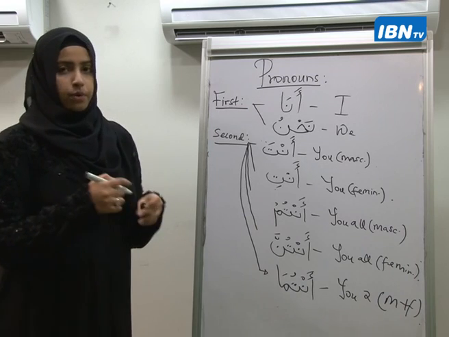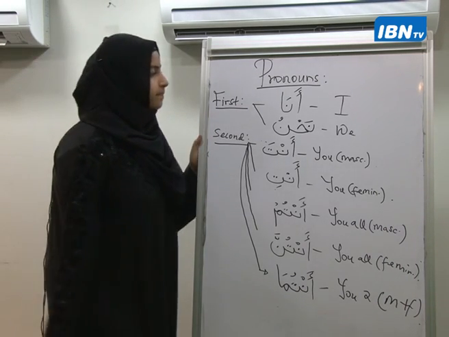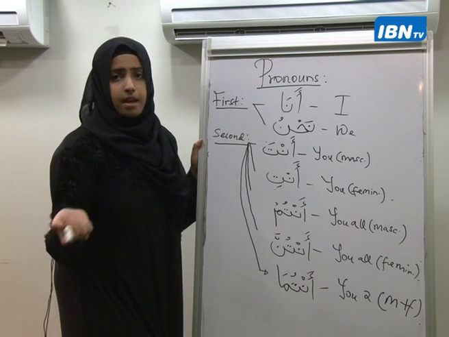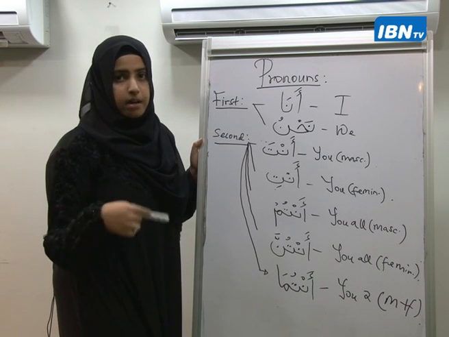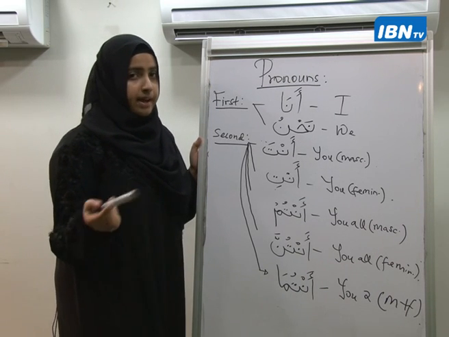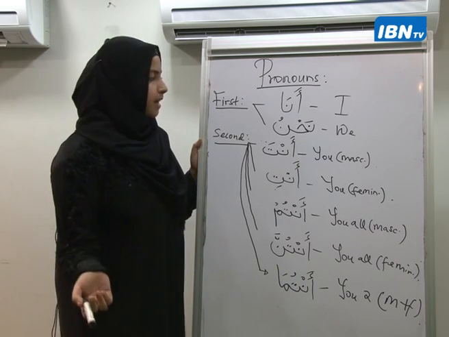So you should know these pronouns. We'll be heading to the third person now. Right. First I want to form a sentence with ana. I can say ana muallimatun, I am a teacher, female teacher. Why female? Because muallimatun ends with a ta marbuta.